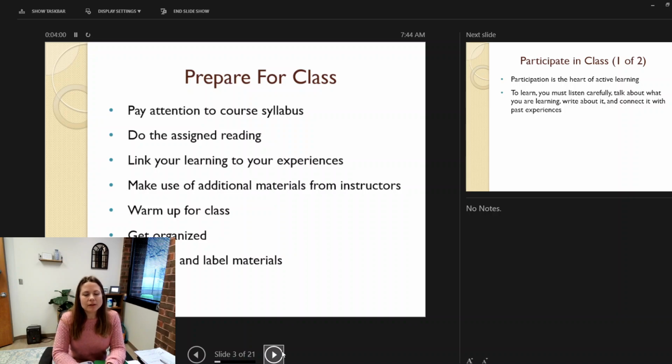And warm up for class. What we mean by warm up is you're going to actually look over your notes from last class and do your reading. That's going to help you warm up so you can be prepared for class. And then get organized. A lot of students leave this out and they don't think that this is something that you do to prepare. You have to be organized.